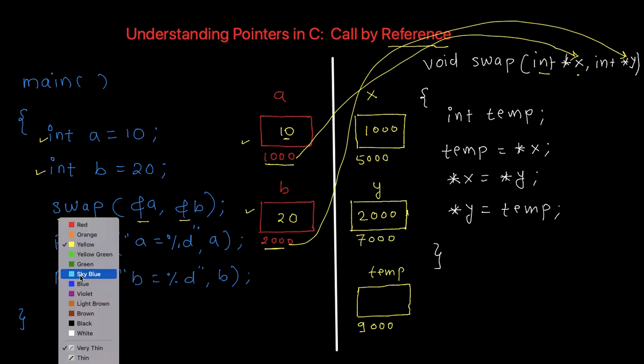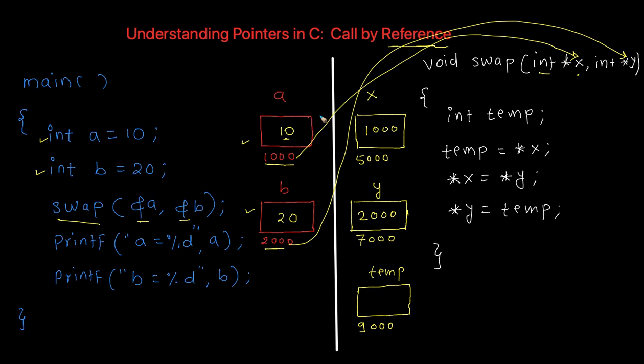Pictorially, x is a pointer pointing to a and y is a pointer pointing to b, like this, right? I'm sorry, these are x and y, not a and b. So x is a pointer pointing to a and y is a pointer pointing to b. That means x is holding the address of a like this, y is holding the address of b like this. This is just a pictorial representation, but in memory actually this is what happened: 1000 is stored here, 2000 is stored here.